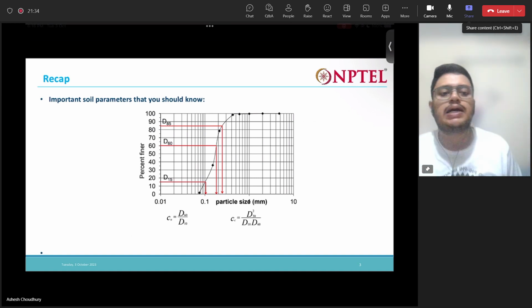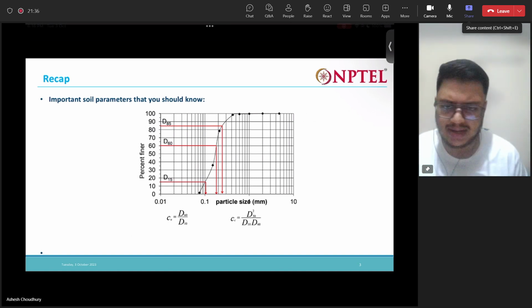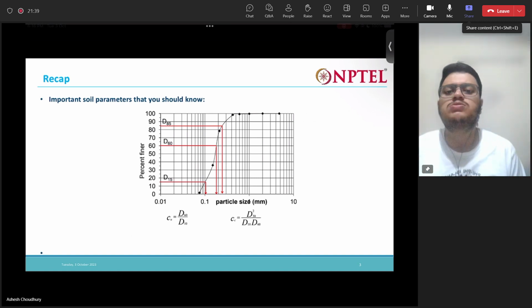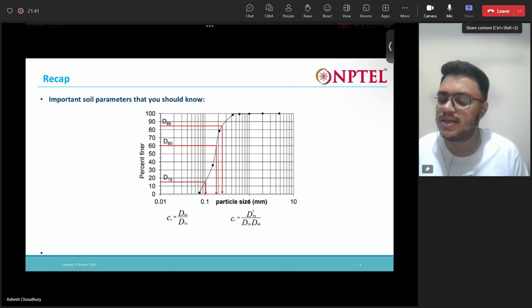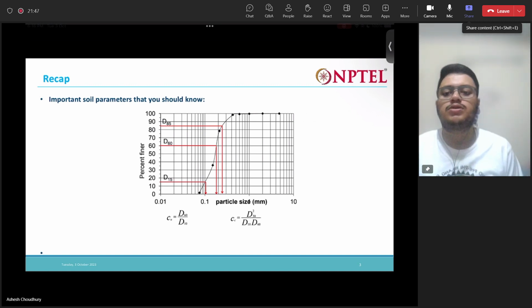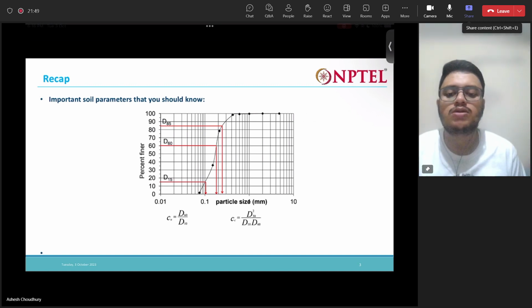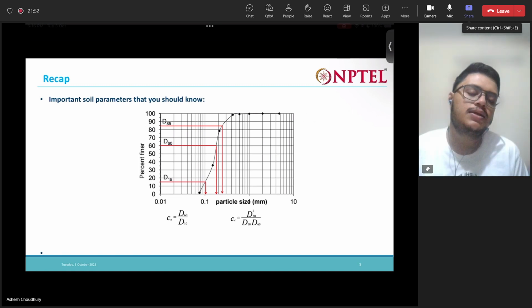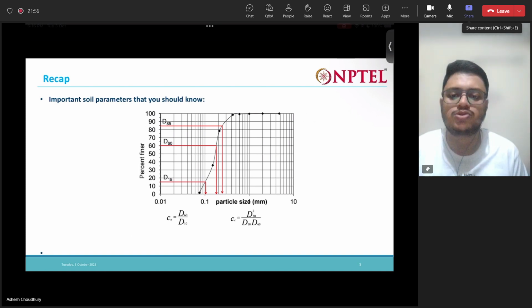Now, what are the basic soil parameters? We are using a filter for a certain soil, so there are some parameters about the soil we should know. Some of the main important things that we should know about the soil.